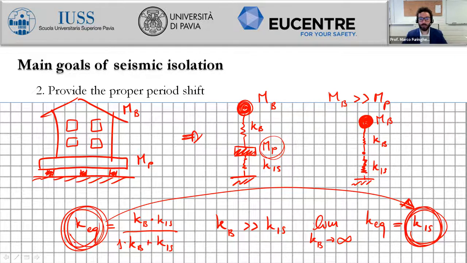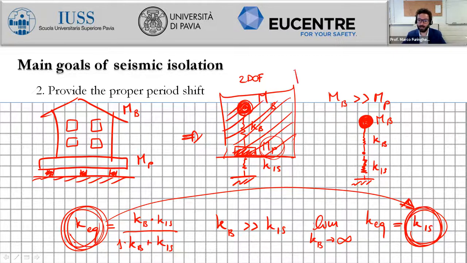So regardless of the building, we can consider that the overall behavior of this 2 degree of freedom system can be considered as just a single degree of freedom system, where we consider just K isolation and a single mass M tot, which is actually M building plus M plate. This allows us to understand the effect of the period shift, but also allows us to consider one of the most important simplifications that we will use in design, which is to consider a seismically isolated system as a 1 degree of freedom system.